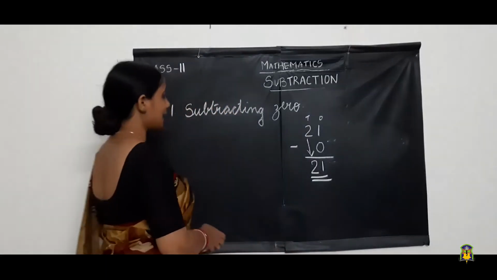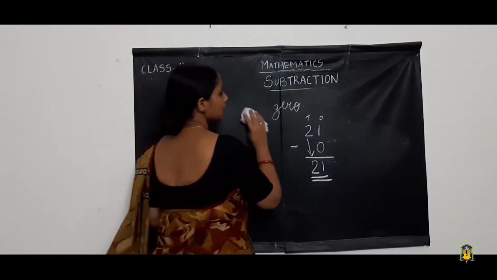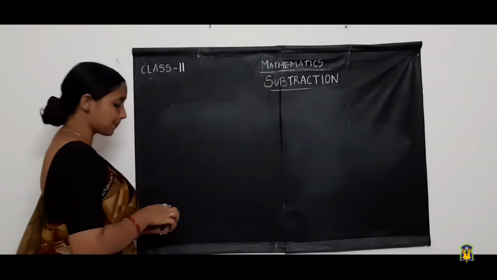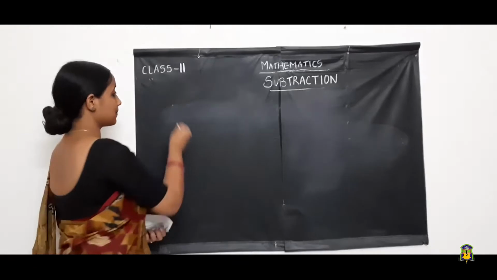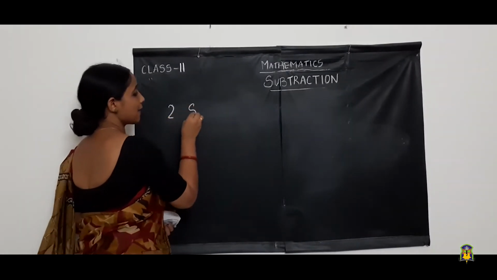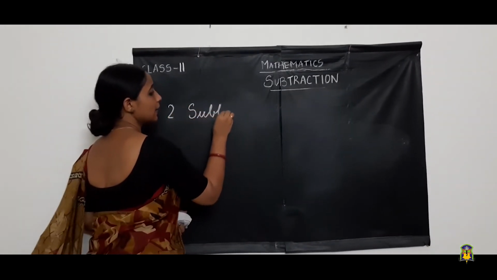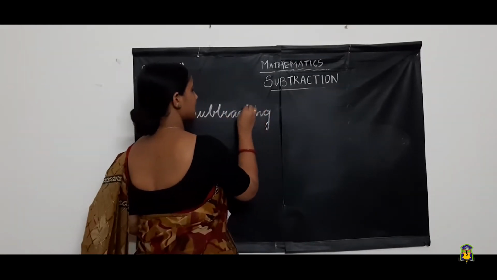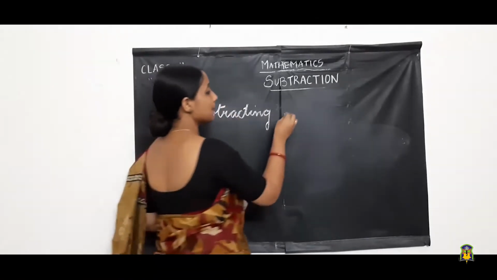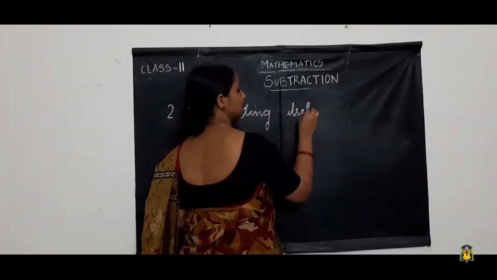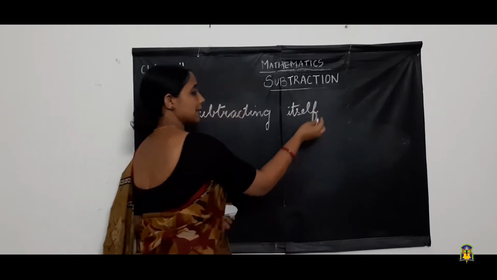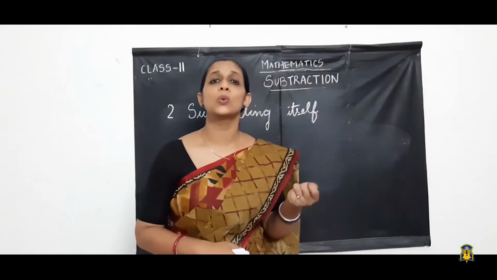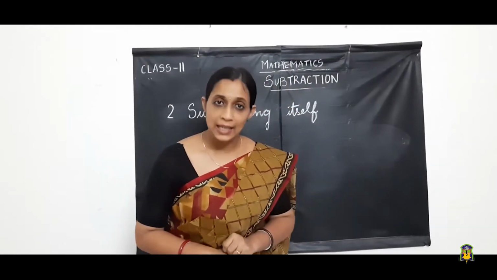Okay, now let's see a next problem. That is subtracting itself. What do you mean by itself? Itself means subtracting the same number. If you subtract a number with the same number, you will get the answer 0.